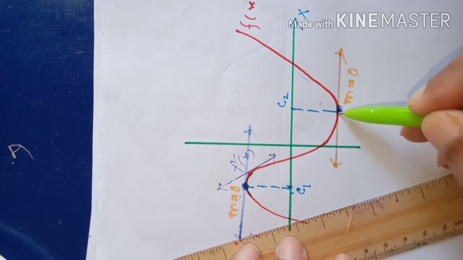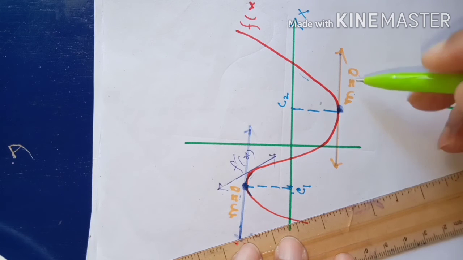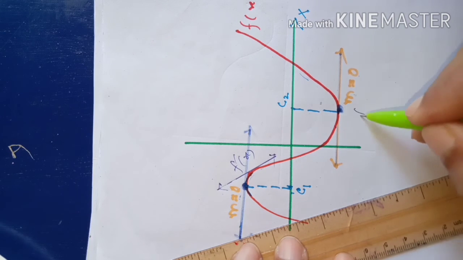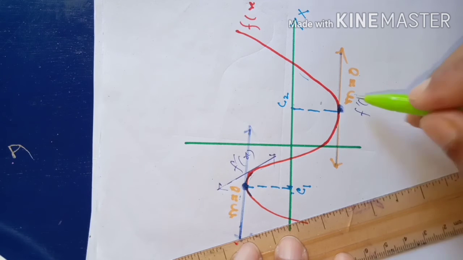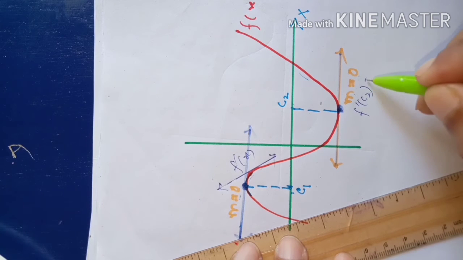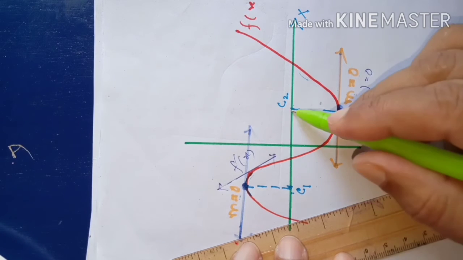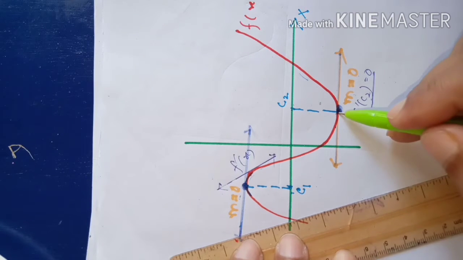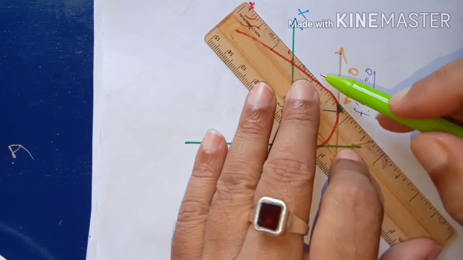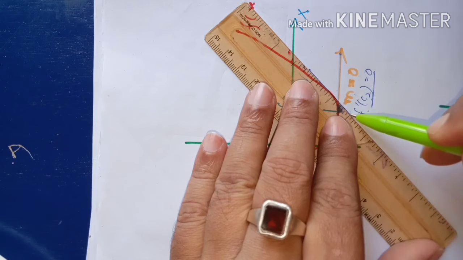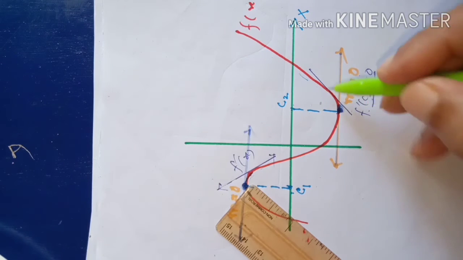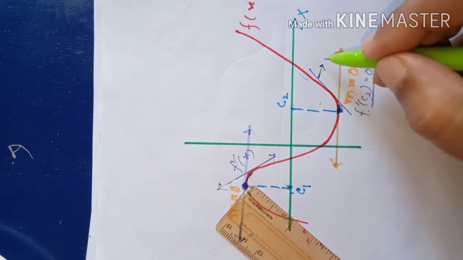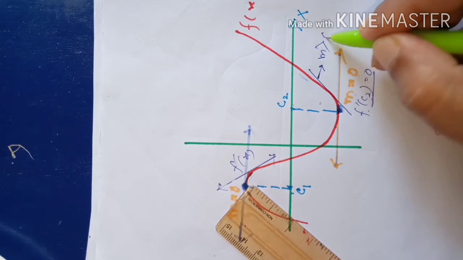But at this point f dash x is, m means what? Slope. Slope is actually f dash of this point. What is that? C2 is equal to 0 at this point. So this point is C2. So at that point this slope is 0. But after that the slope will increase, because the graph will be steeper and steeper. Steeper means the slope, the gradient, that means m, it will be greater than 0.